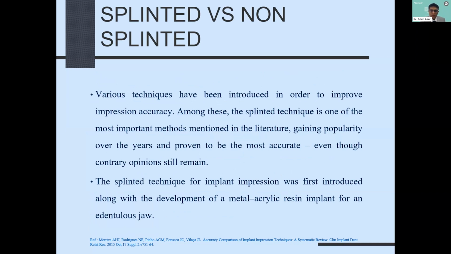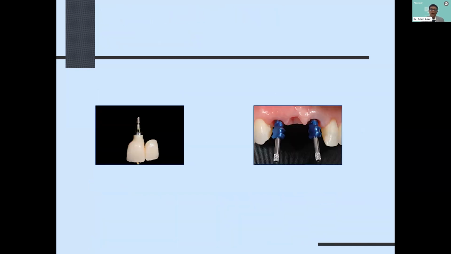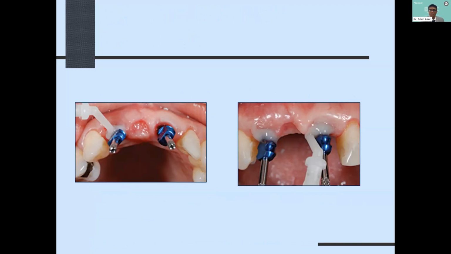Now, why this is important is if you are doing multiple implants, you have an edentulous arch or a partially edentulous arch, and you are going to do an open tray, then it is better that we have a splinted impression coping to ensure that you have transferred all the information accurately. So this is how you can see the open tray impression copings which are engaged into your implant fixture.